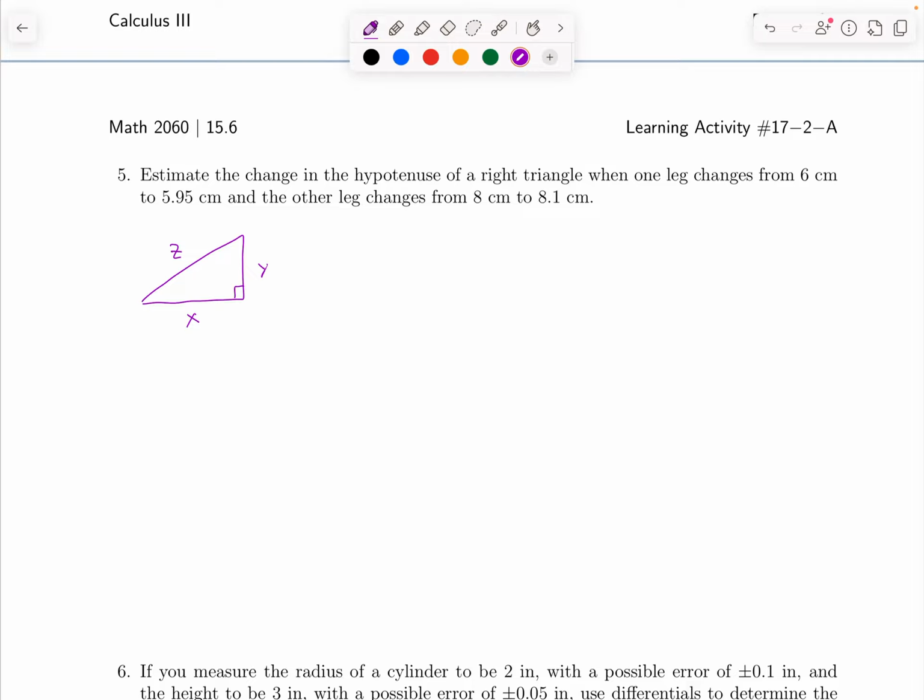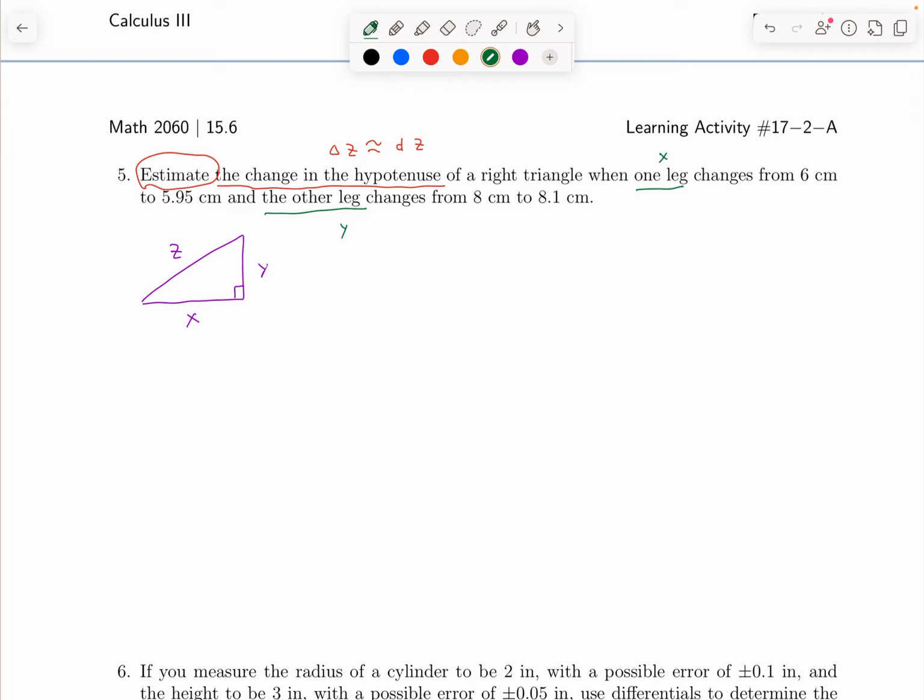So you want to estimate the change in the hypotenuse. The change in the hypotenuse is your delta Z, and if you want to estimate, that will be your dz. Okay, so I want to use the total differential to approximate delta Z when one leg changes from 6 to 5.95, so you can call this leg your X. So X changes from 6 to 5.95. And the other leg, that should be your Y, changes from 8 to 8.1.